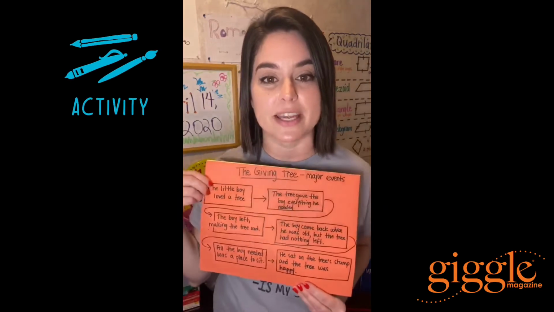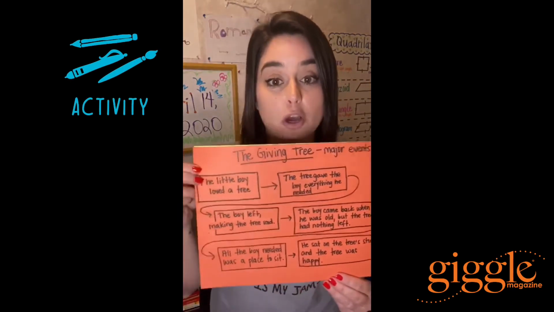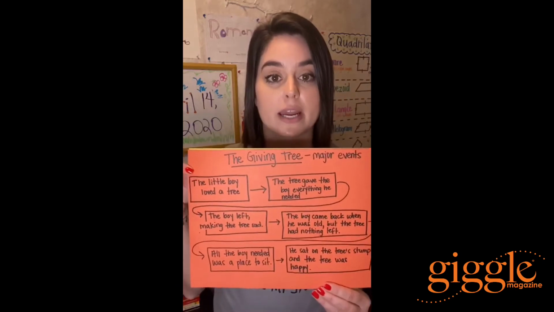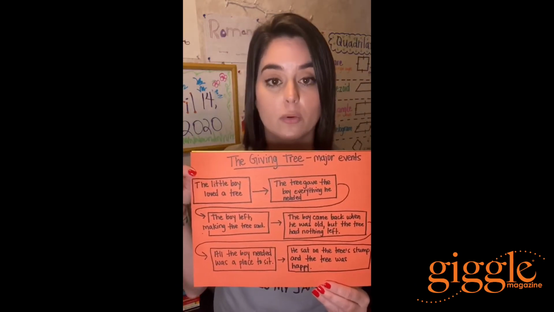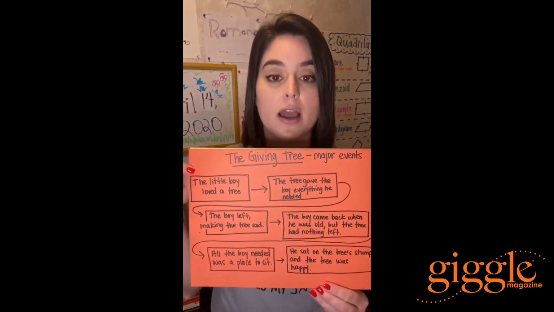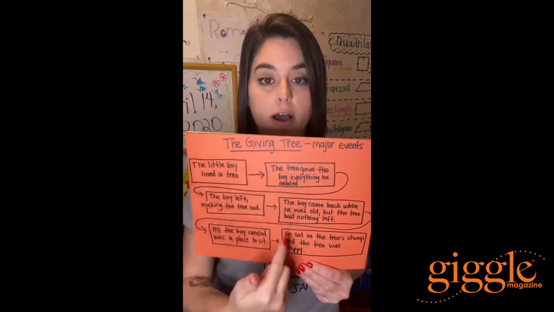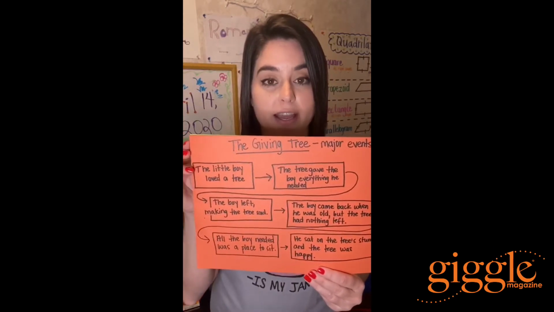The next activity to show understanding is a flow map. This is really good to show understanding of sequencing, how things occur, when they occur, what the important events are, because it shows the flow of events. So you can create that using a flow map.